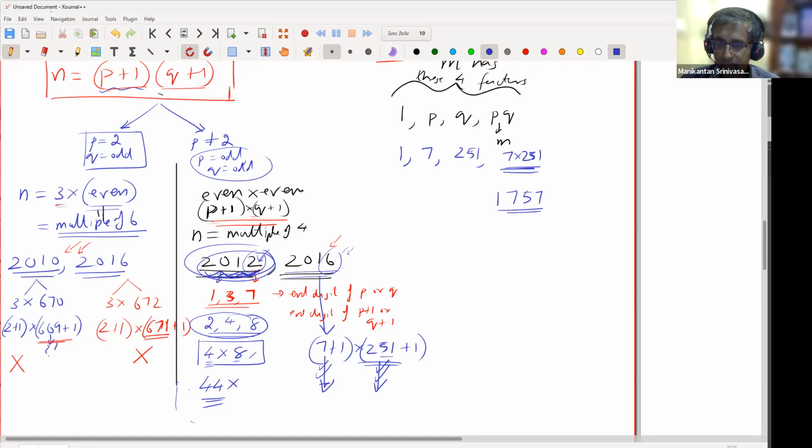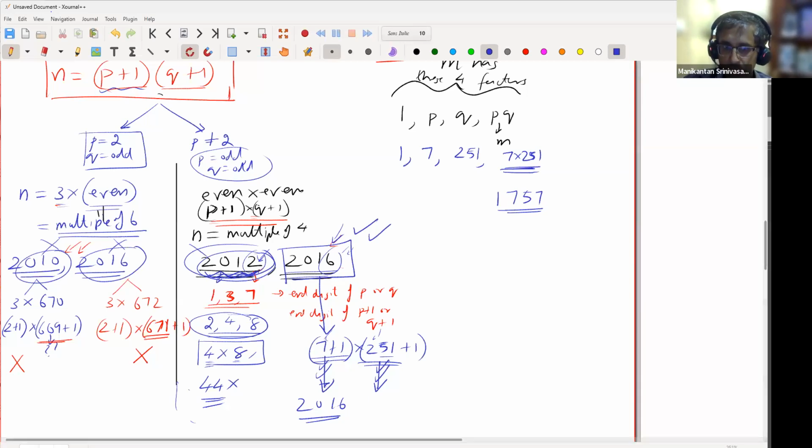And the sum of all of them adds up to 2016 because it is nothing but 1 plus 7 plus 251 plus 251 times 7, and both 7 and 251 are prime. So at the end of all of this, we have concluded that for 2016, we have found one combination where it works. In the other branch, we did not find anything. For 2010 also, we did not find anything. 2012 also, we did not find anything. So we are okay with 2016.